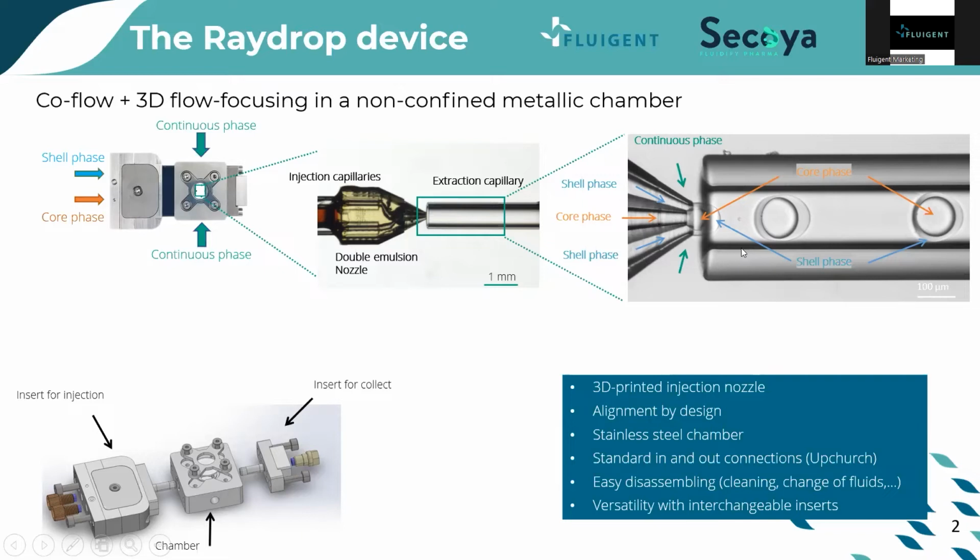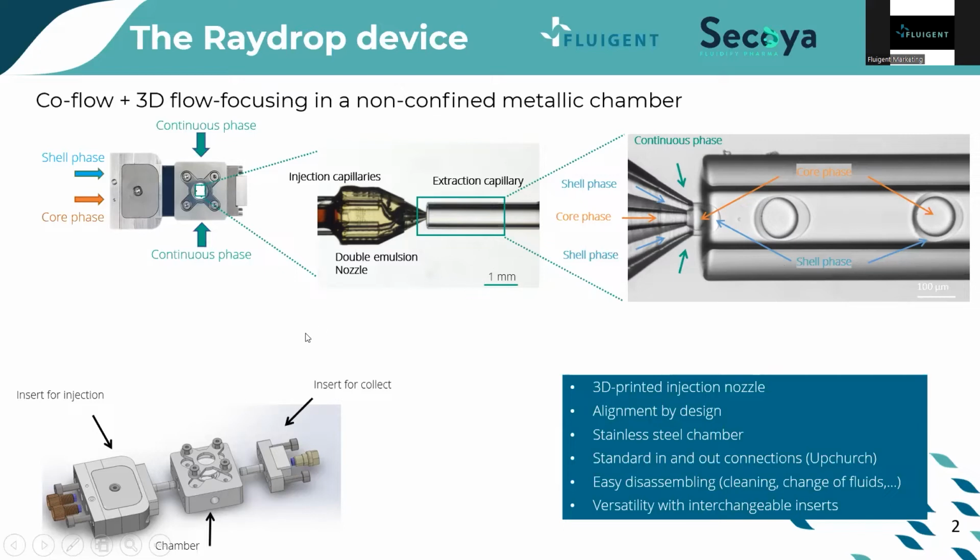So the really good advantage of this technology is that it's based on this axisymmetric geometry that allows us to generate different types of emulsion without any coating needed. That means that we can generate double emulsion without any coating or surface treatment on the channel wall. This is because here the continuous phase is always surrounding the double emulsion, the shell phase and the core phase, and you never have any wettability issue because you do not have any contact between the core and the shell phase with the channel walls, which are here a glass capillary.